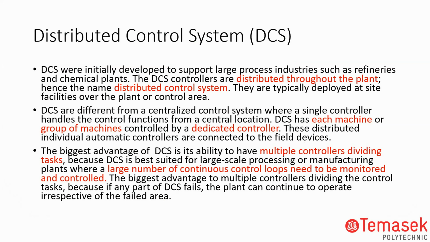Next, distributed control system, right? It was initially developed to support large process industries such as refineries, pharmaceutical plants, and chemical plants, to control or distribute throughout the whole plant. So it's called distributed control system. The key difference is it has one machine or many machines controlled by a single controller. So a controller can control many systems, and it is pretty powerful in terms of CPU to do that.